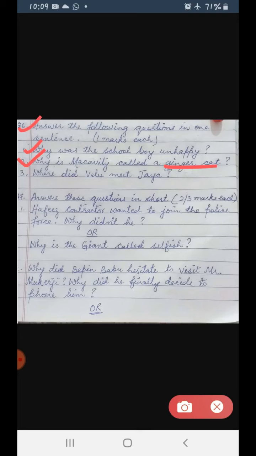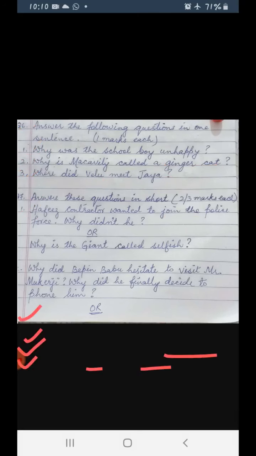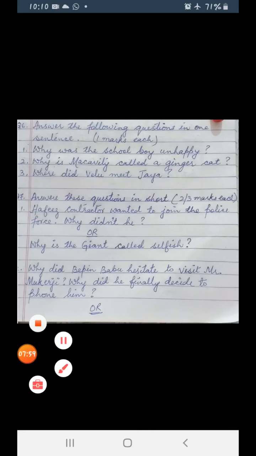Next, where did Velu meet Jaya? Velu was the boy who ran away from home. So where did he meet Jaya? Velu met Jaya at the, tell me where? It is in the Chennai railway station. Okay, Chennai Central Station. So what is Chennai Central Station? It is the railway station. So Velu met Jaya at Chennai Central Station. Clear? Okay. Now next comes question number 7.